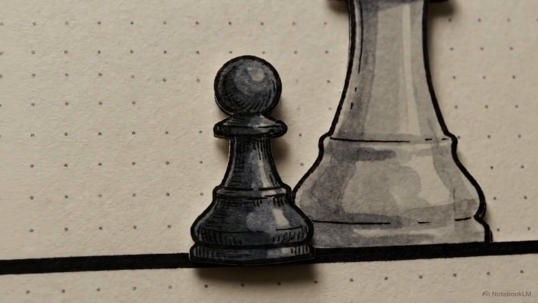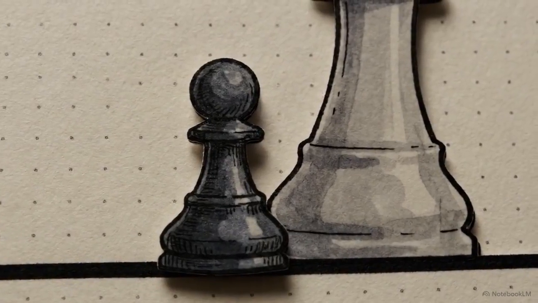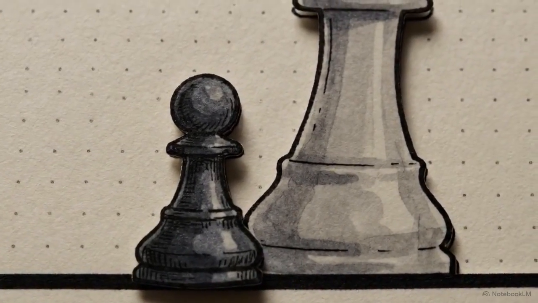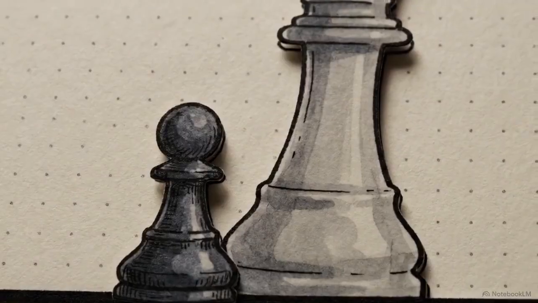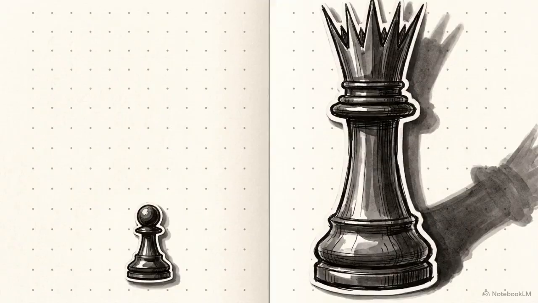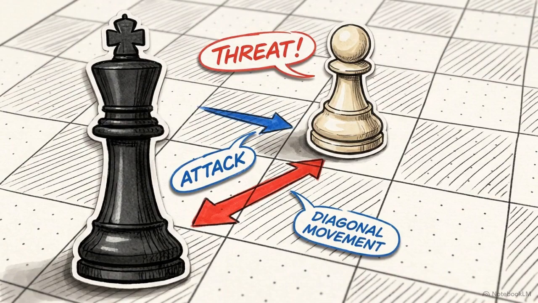If a pawn survives the march to the opposite edge of the board, it undergoes promotion. It transforms into a more powerful piece, usually a queen. This creates a paradox. The pawn is designed to be your weakest unit, but its potential to transform makes it a looming threat that your opponent cannot ignore.